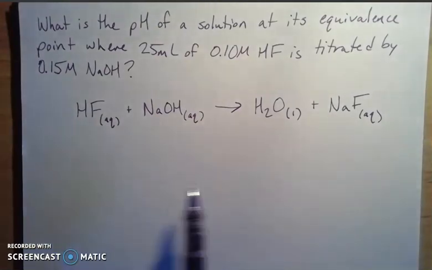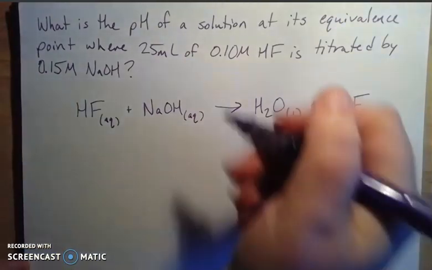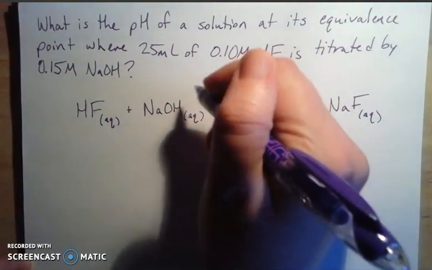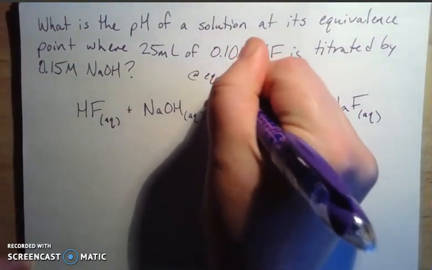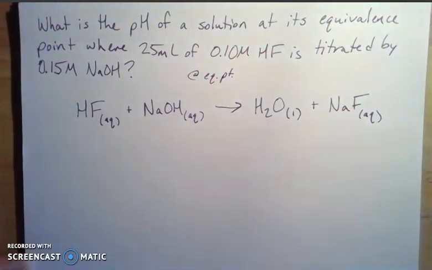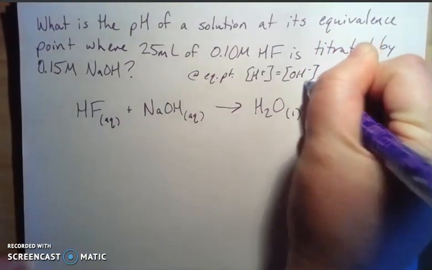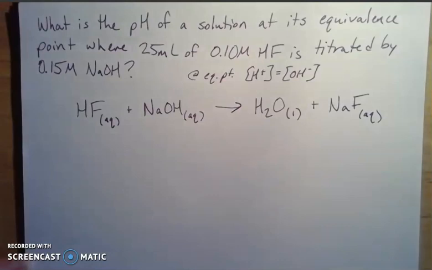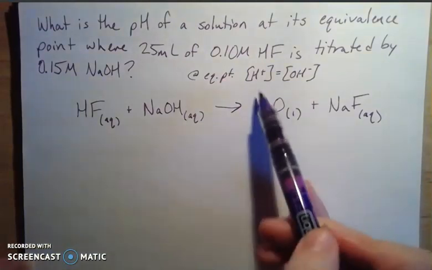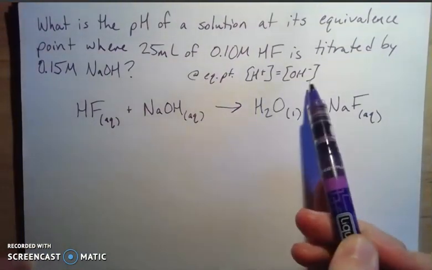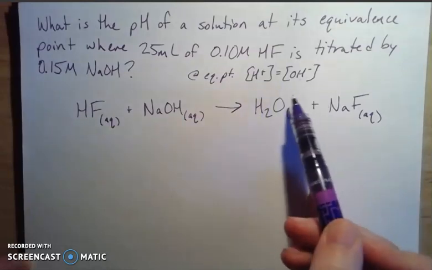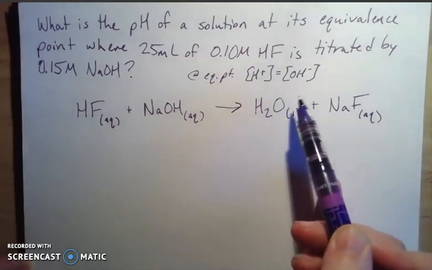So there's a couple things that I need to know here. First of all, this says that it's at its equivalence point. So at the equivalence point, which I'm just going to abbreviate there, what that means is that I've reacted as much hydrogen as I possibly can with my hydroxide, that these concentrations are equal to each other. Now, if the amount of hydrogen is equal to the amount of hydroxide, then that would mean that I have a pH of 7.